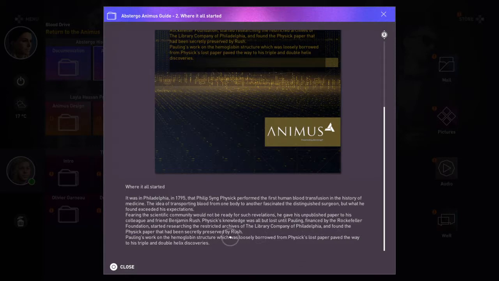Gave an unpublished paper to a colleague of Benjamin Rush. Okay, so this guy, Philip Singh Physic, he's going to be a big player. Physic's knowledge was all but lost until Pauling, financed by the Rockefeller Foundation. Rockefeller's a big name in history. Started researching the restricted archives of the Library Company of Philadelphia. Found Physic's paper, which had been secretly preserved by Rush. Pauling's work on the hemoglobin structure.